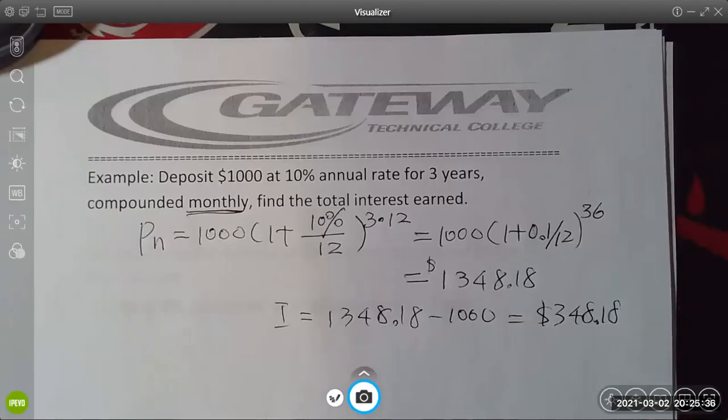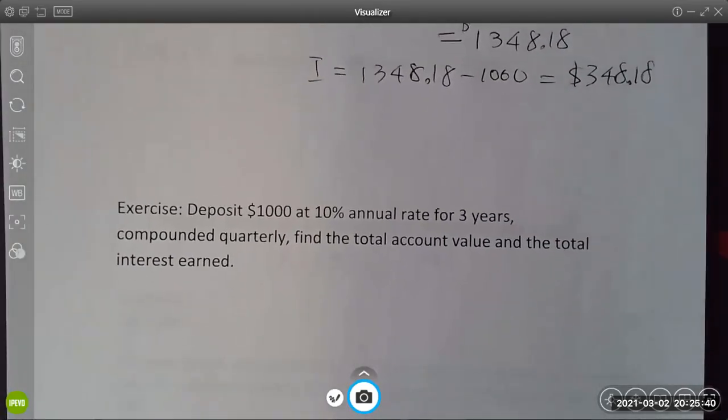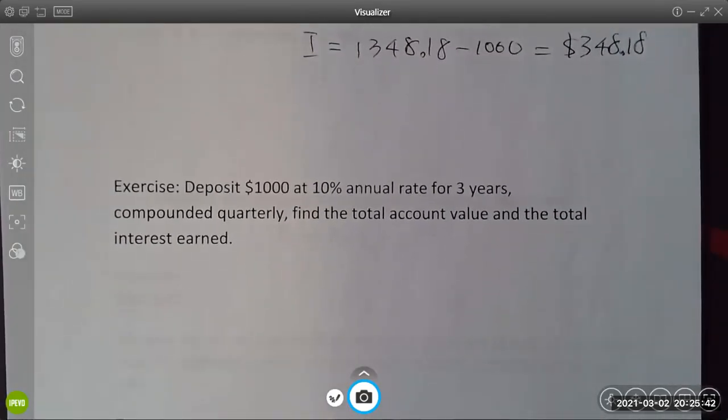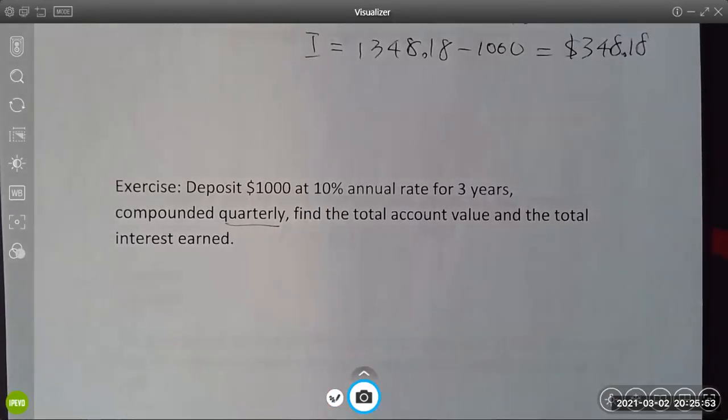Okay, move on. Let's look at the third one. This is an exercise, but we do it as an example. We deposit $1,000 at 10% annual rate for 3 years. Again, everything is the same. Compounded quarterly. That's the only difference. So this time we need to find the total account value and the total interest.